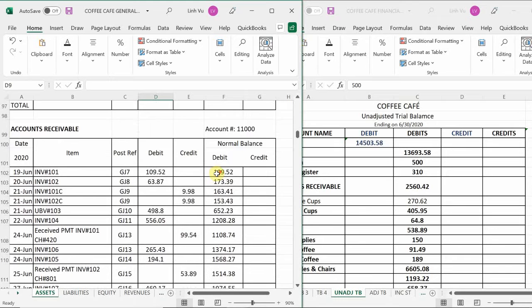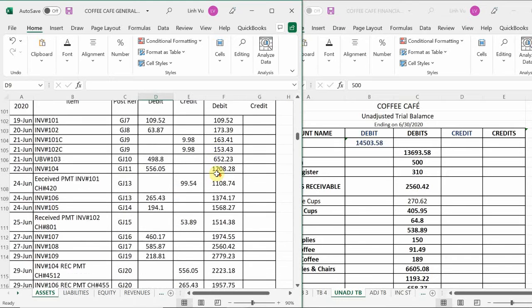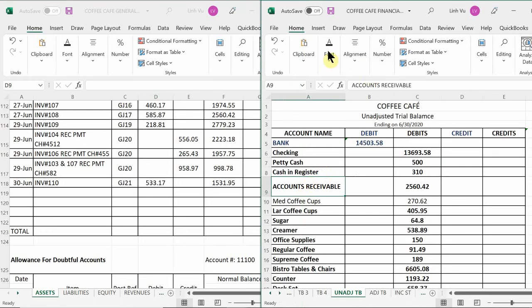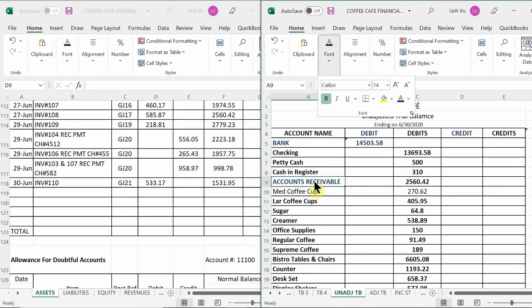So then, the next account I have here, my main account, is going to be accounts receivable. So what I'm going to do here is just change the color. Since I already have my main account there, it is going to be equal to this account right here. So that's my main account. Okay.